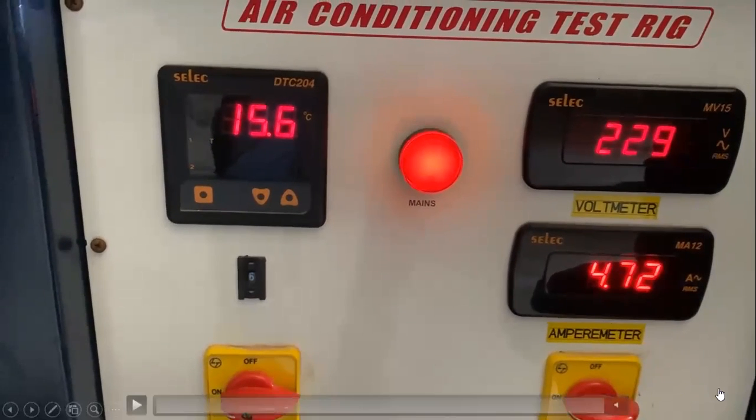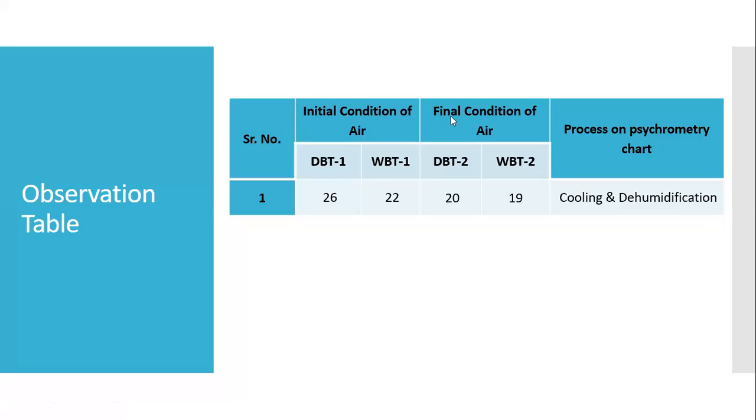this is your observation table. See, this is your observation table. It is only this much, the table. You write in this. Okay, after 10 minutes, you can find out this point. Initial condition of air, that is dry bulb temperature 1 and wet bulb temperature 1, that is 26 and 22. You can find out wet bulb temperature by using a hygrometer. So this is your point number 1.